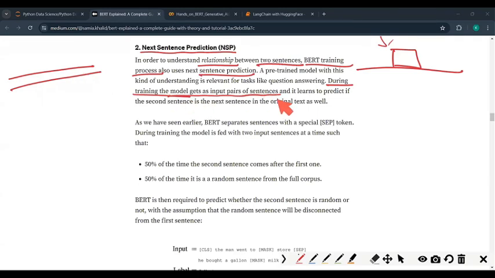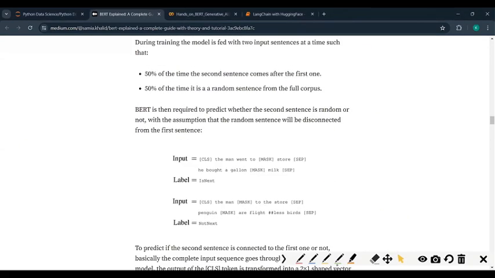When it is given pairs of statements, it learns to predict if the second sentence is the next sentence in the original text. Now it will say that, okay, one statement I'm giving, and a second statement. BERT has to understand: does the second statement come after the first statement, or is it a very different statement that should not follow the first? Right? What do I mean by that? Take a look at the example.